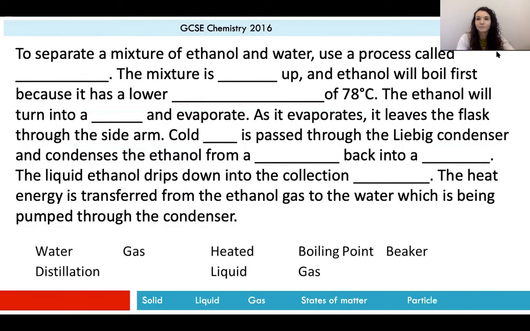Fantastic, well done. So the next thing that I would like you to do is to read through this paragraph, which is an explanation of simple distillation. I would like you to copy it out and try and put in the correct words from the list of keywords at the bottom there. If you don't feel that confident about writing it out, then you can just write out the keywords in the correct order. But it would be really useful to write out the paragraphs because it would be good for revision in your notes. Okay, so pause the video now and complete that task whichever way you would like to do it.